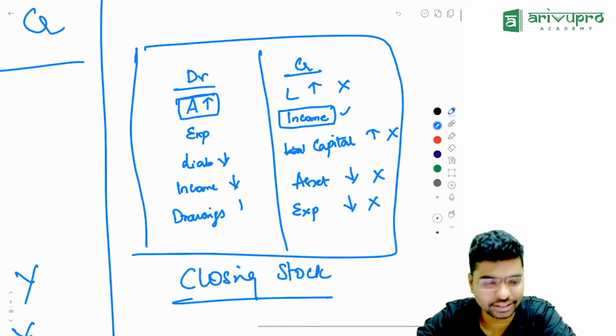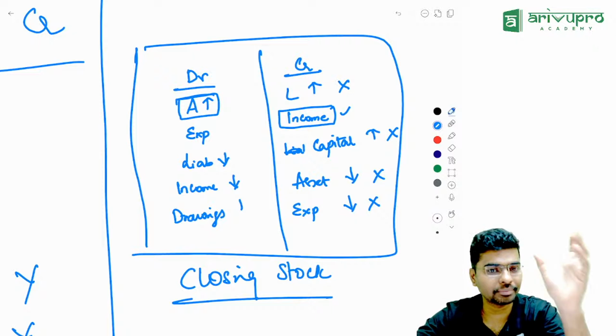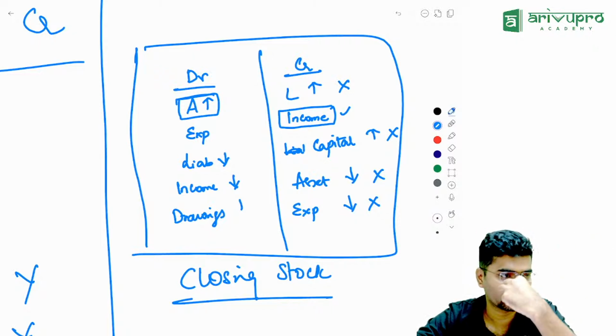So this you write it, this table what we have written. So anytime any adjustment comes, we'll try to fit it into this part of it.